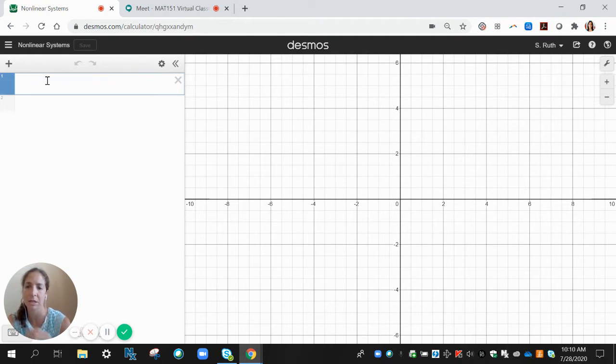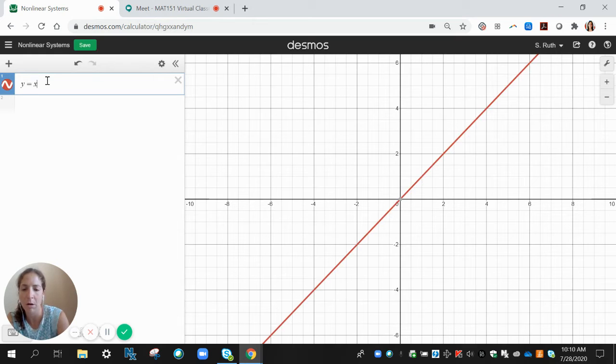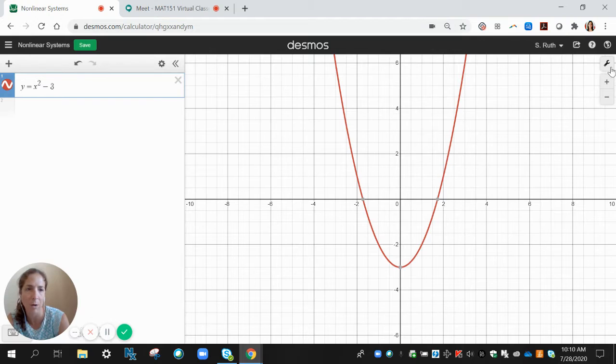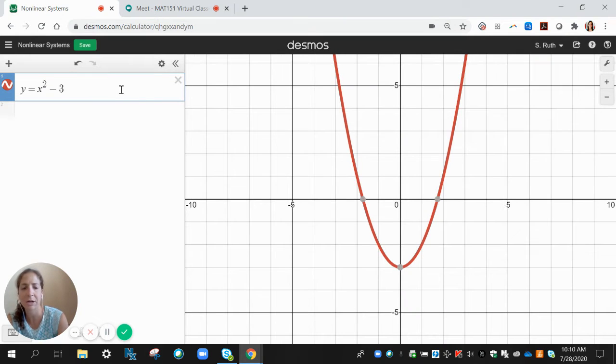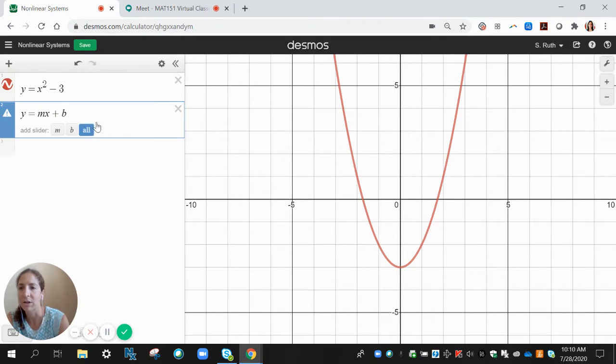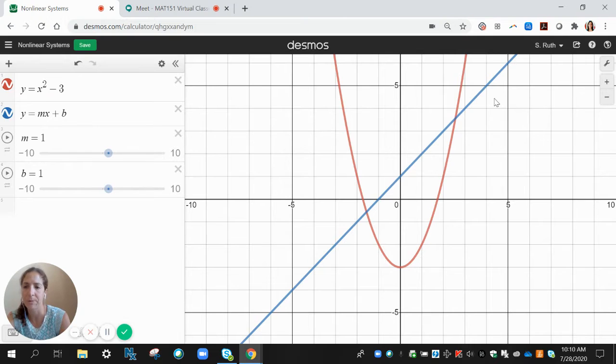So I wanted to use Desmos, and then I'm going to follow up with some algebra on the screen too. But let's just graph a quadratic. I'll just pick y equals x squared minus 3, just a nice quadratic equation. And let's intersect that with something linear. Actually, I'll make it y equals mx plus b so that we can look at a variety of examples together. I want to explore what are the different possibilities when you have a parabola and a linear function. How many different types of solutions could you achieve?